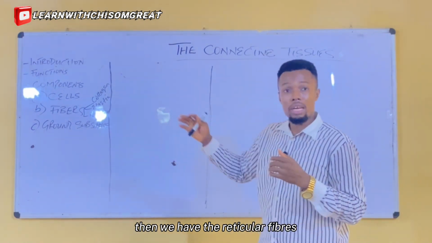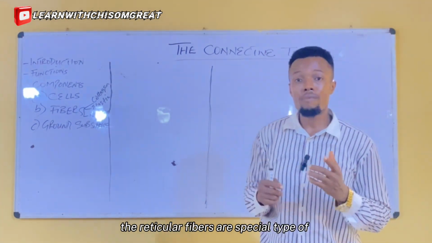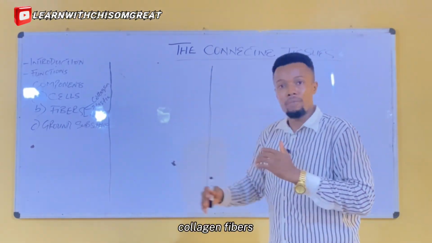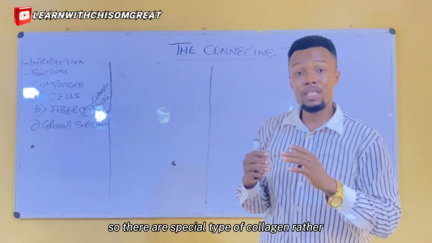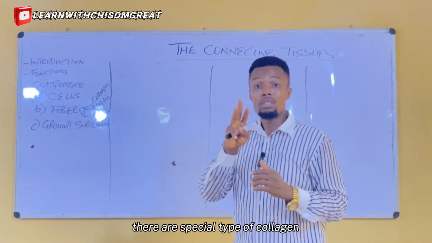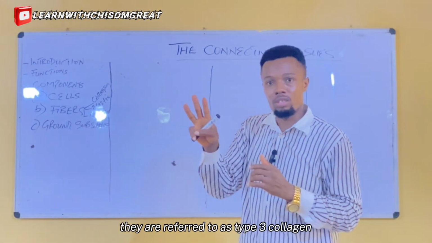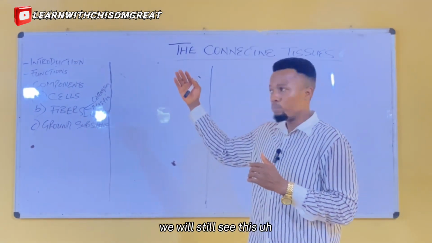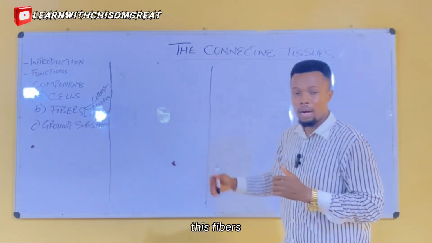Then we have the reticular fibers. The reticular fibers are a special type of collagen fibers. So, a special type of collagen, rather, not collagen fibers. They are a special type of collagen. They are referred to as type 3 collagen. We'll still see these fibers.